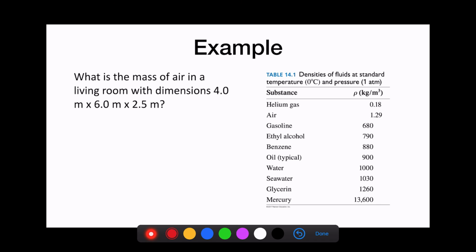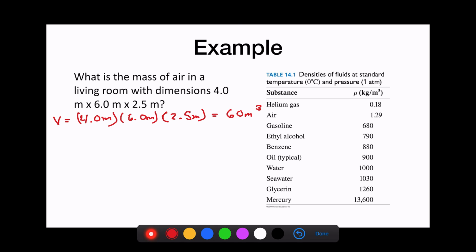All right, let's go through and do an example. What is the mass of air in a living room with dimensions 4 meters by 6 meters by 2.5 meters? First, we'll start with calculating the volume. The volume, again, is just each of those 3 dimensions multiplied together. So 4 meters times 6 meters times 2.5 meters gives me a volume of 60 meters cubed.